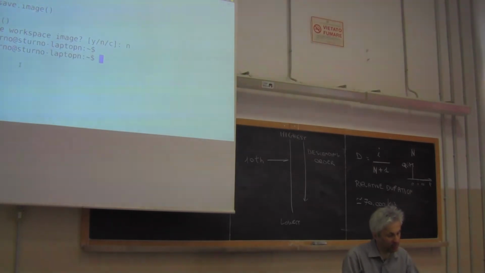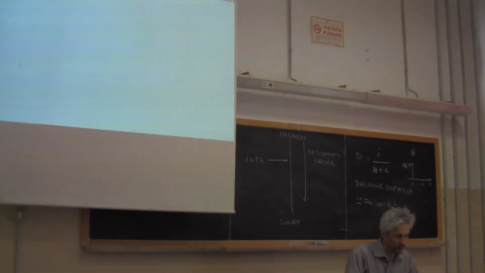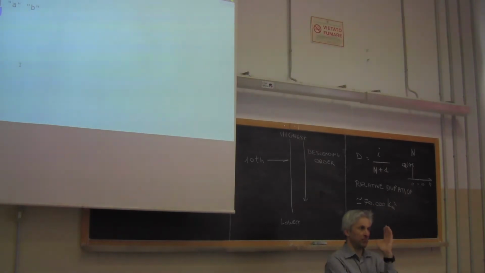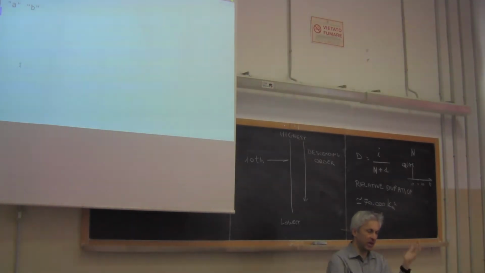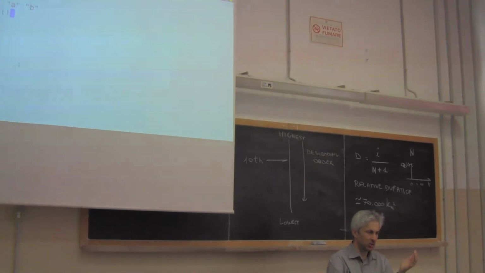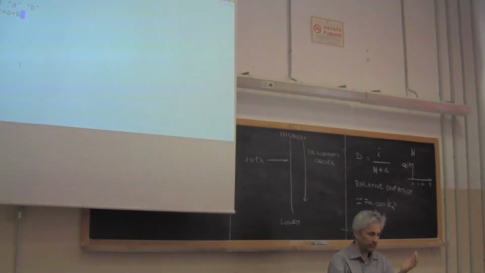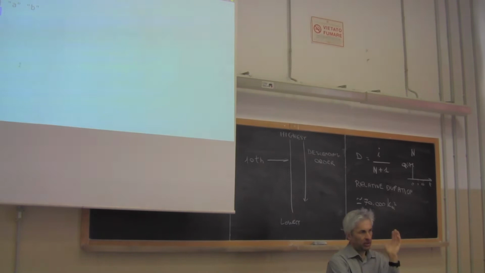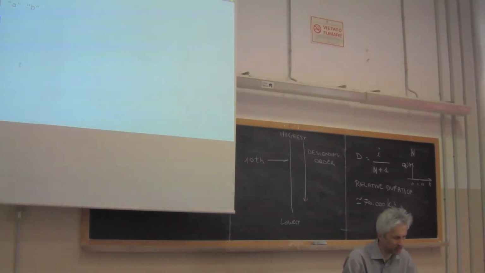And then I come back in R, and you see that I still have my 2 variables A and B. Why is that? Because I saved them with save image. Okay? If you go out without saving, it's not a problem, but I have to write yes here if I want to save.